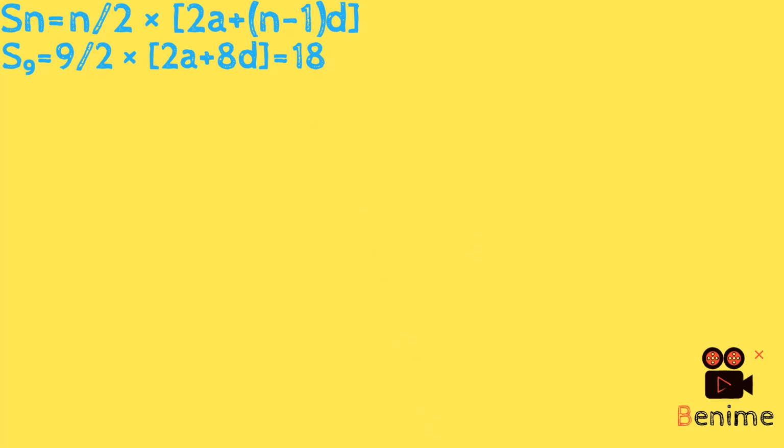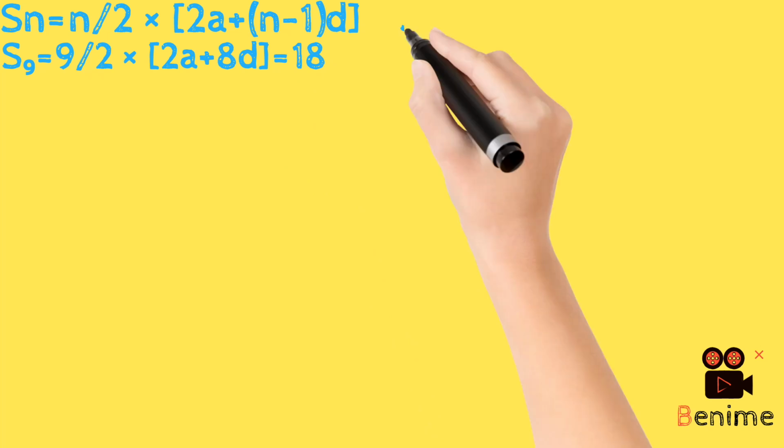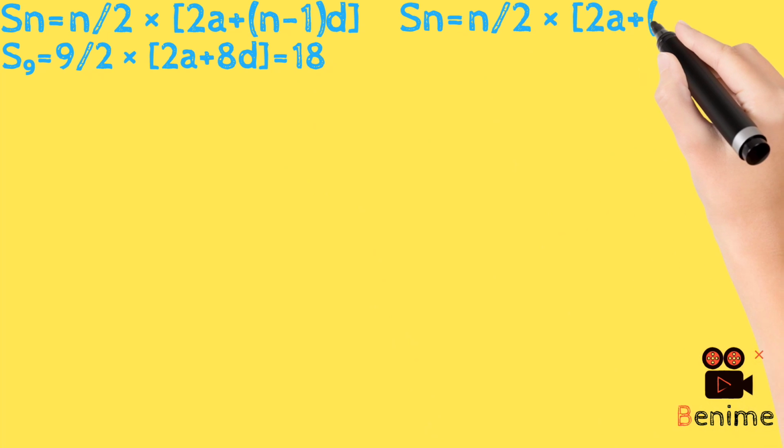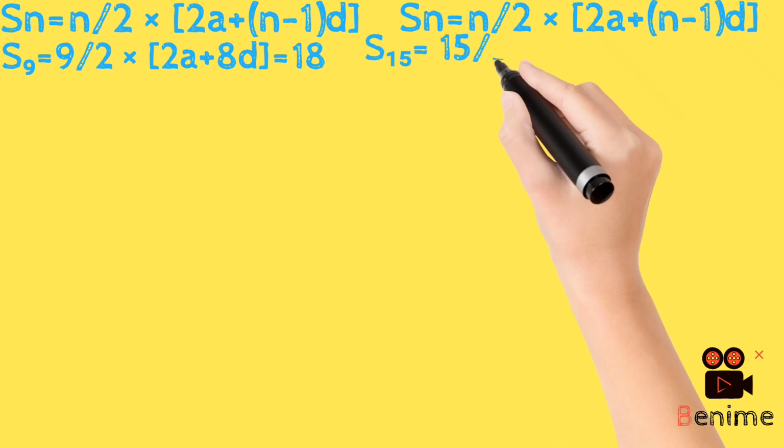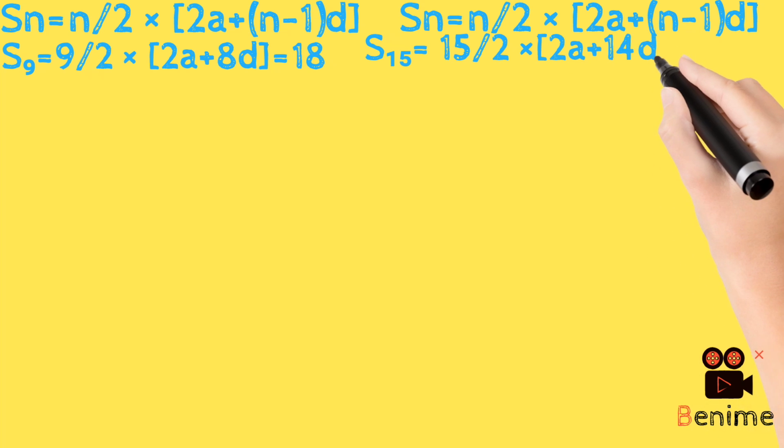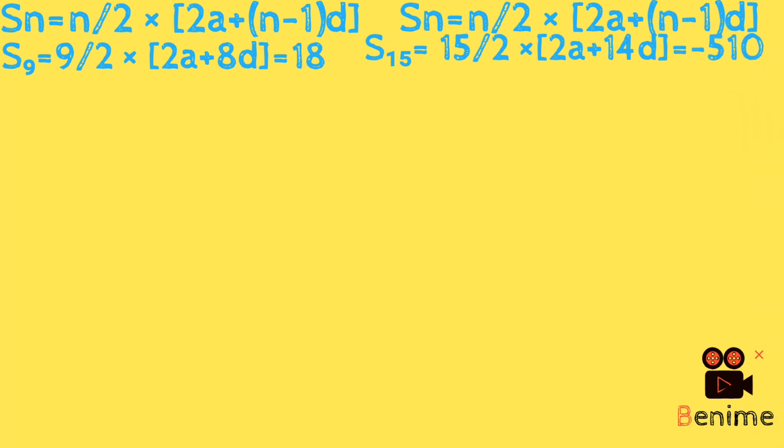Now according to the second statement, they said the sum of the first 15 terms is minus 510. So you have that S15 is equal to 15 over 2 open bracket 2a plus 14d. I'm getting 14 because from the formula I have n minus 1, that is 15 minus 1, you get 14d. So according to the question, this expression is supposed to give you minus 510. So this is equation 2.